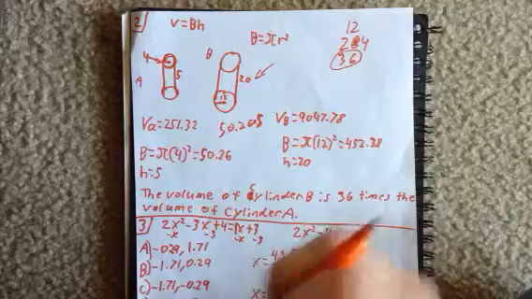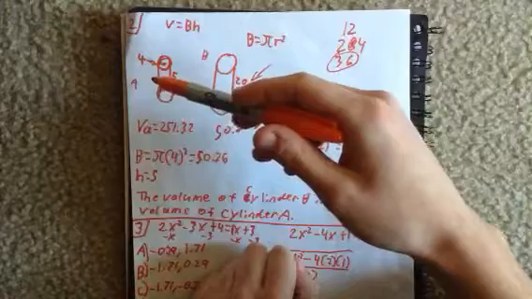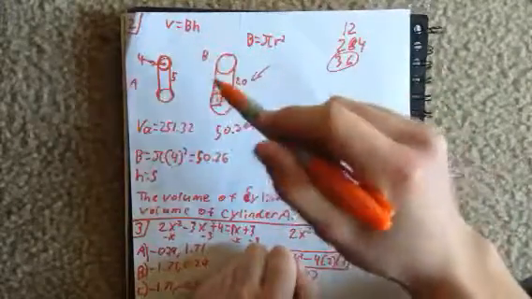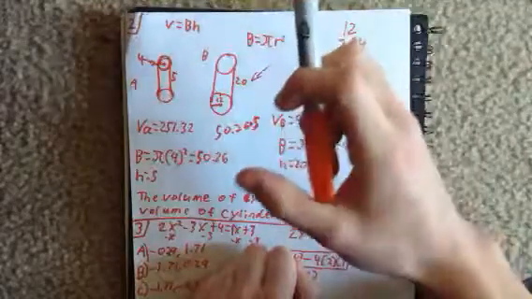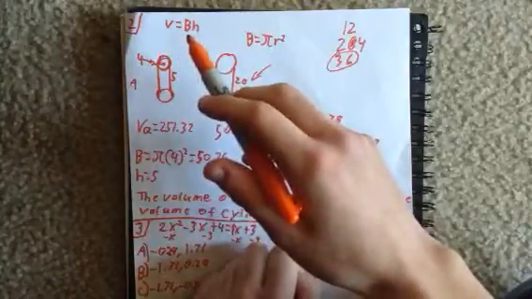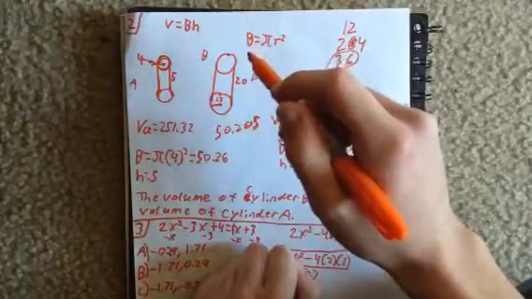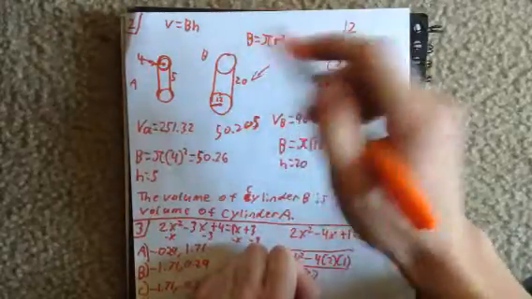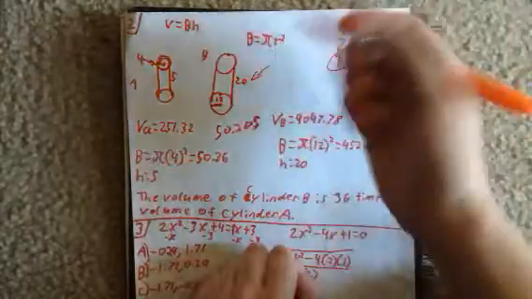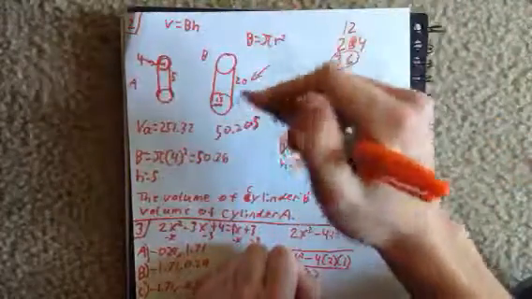It asks us to find the volumes of both these cylinders, cylinders A and B, and figure out how many times larger cylinder B is than cylinder A. To find the volume of a cylinder, we use the equation volume equals base times height. The equation to find the base is base equals pi r squared, r meaning radius. And the height, very simple, right there, it tells us height is 20.